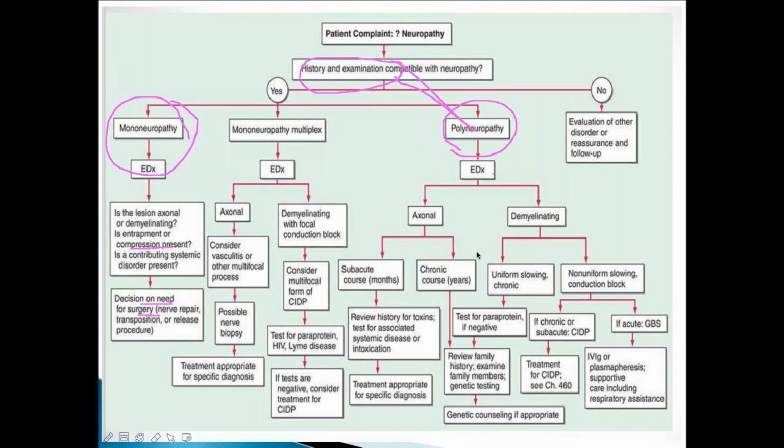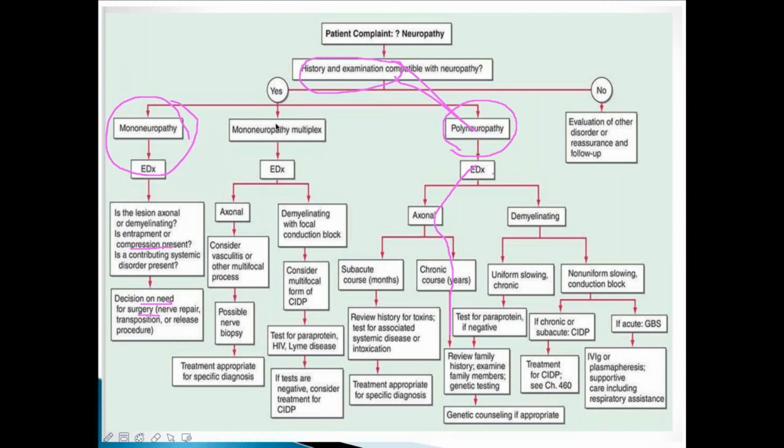Now, if it comes out to be a chronic course over years, in case of diabetes, you will be thinking of diabetes. In other cases, you will be thinking of the appropriate things. We will discuss this table. I'll come back to this table again and again. This is the master chart of this whole class.